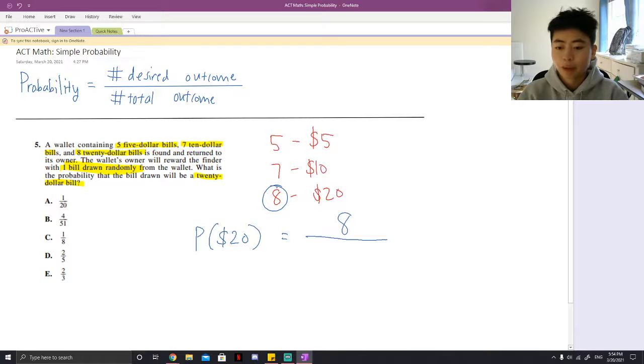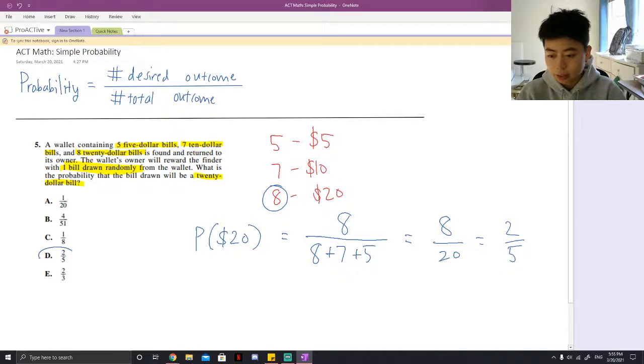We're picking from the wallet randomly, so it can be any of the bills. We count the total number of outcomes, which is the total number of bills: 8 plus 7 plus 5. That comes out as 8 over 20. None of the answer choices show 8 over 20, so we can reduce this to 2 over 5. That leaves us with answer choice D.